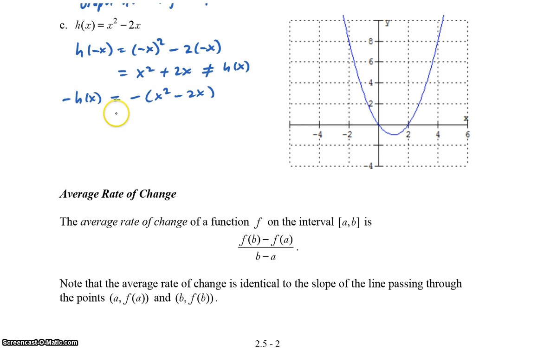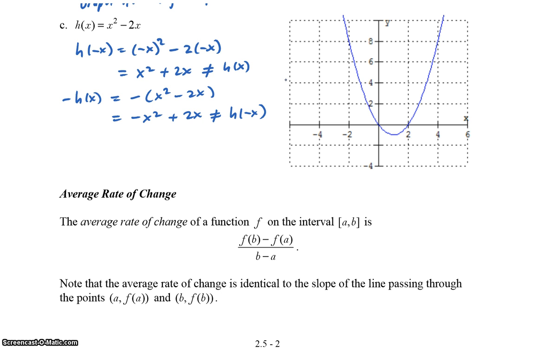If we distribute the negative sign, that gives us minus x squared plus 2x. Minus x squared plus 2x. Well, what we are comparing that to, we want to know, is that the same as h of minus x? You can see it's not. We did h of minus x above, and you can see we don't have the signs quite the same. So this is not equal to h of minus x.